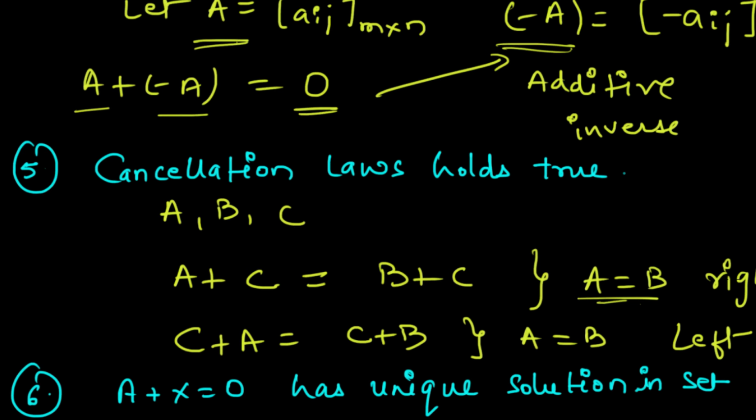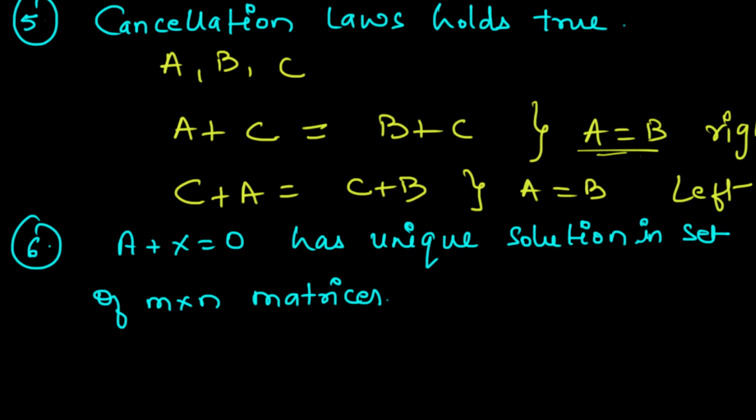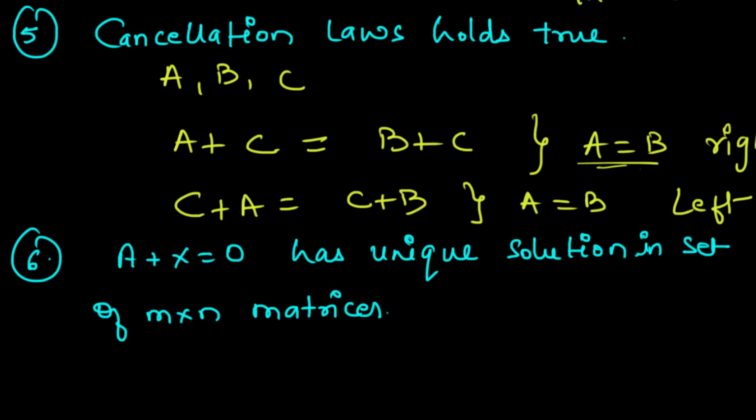Finally, the equation A plus X equals 0, or the null matrix, has a unique solution in case of m cross n matrices. It means that there exist only specific values of matrix X for which A plus X will be 0. So that means there will be only a unique solution in case of m cross n matrices.